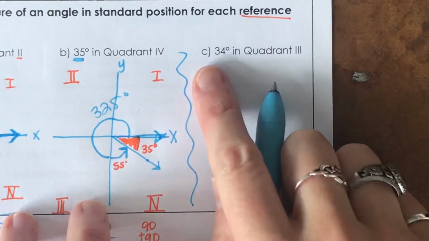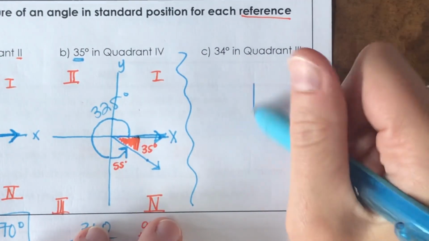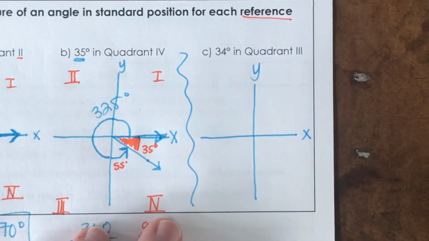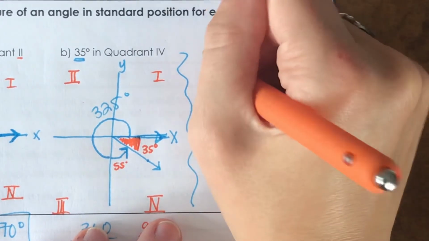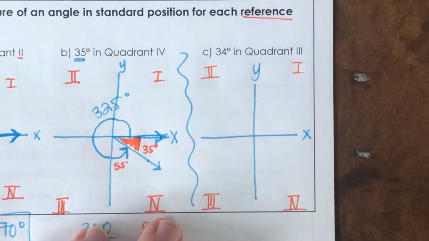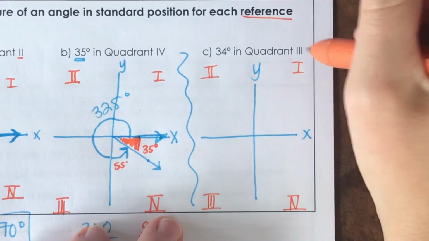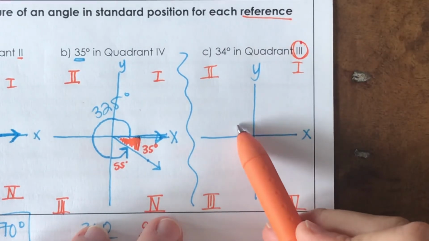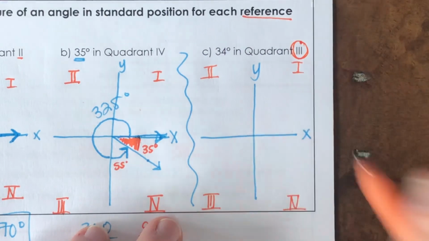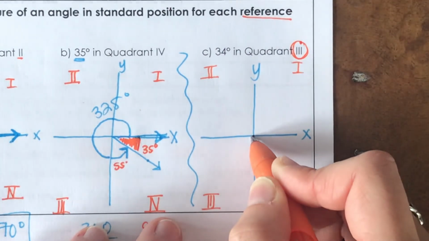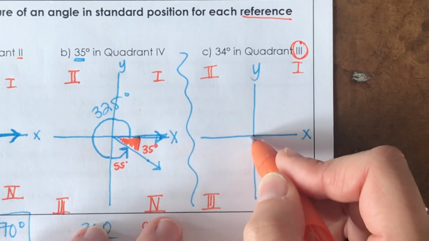Last question. 34 degrees in quadrant 3. One more time, I'm going to do the same thing. Label my sides X and Y, and then I'm going to label my quadrants. Okay, so now we're in quadrant 3. Okay, 1, 2, 3. So if I'm looking, what's left over is going to be 34 degrees.